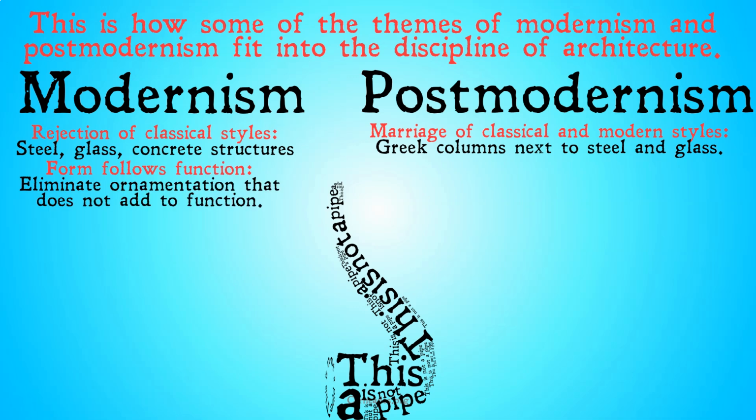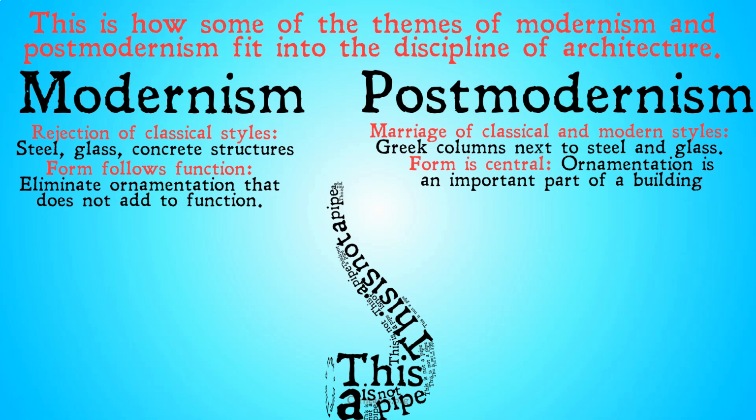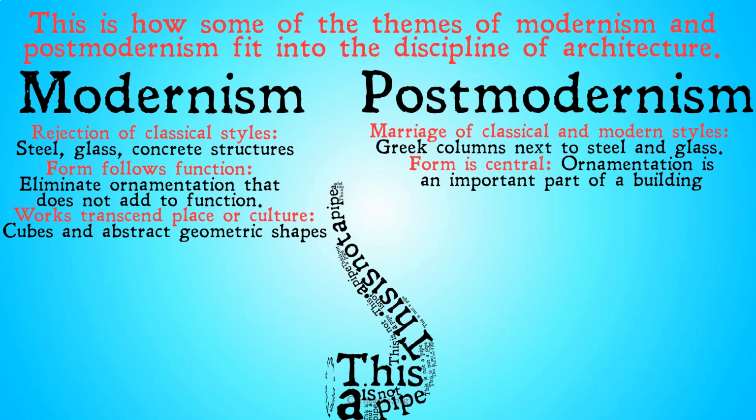For the modernist, form follows function. They eliminate the extra ornamentation that does not add to the function. The function is what's important, what the building is supposed to do, and the form should only follow what that is intended to do. Whereas for the postmodernist, form is essential. Ornamentation is an important part of the building. The form that the building's taking, the design, the look of the building is just as important as its function.